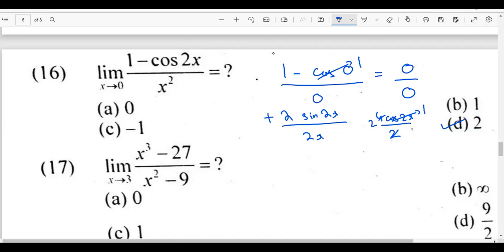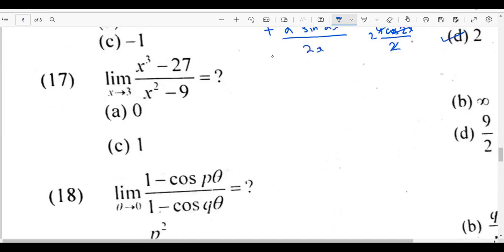So that is why once we got 2 sine 2x by 2x, we differentiated the numerator again and the denominator again and then plugged in the limit. So that gave us 2. Is that okay now? All right, perfect. Let's talk about the third one.